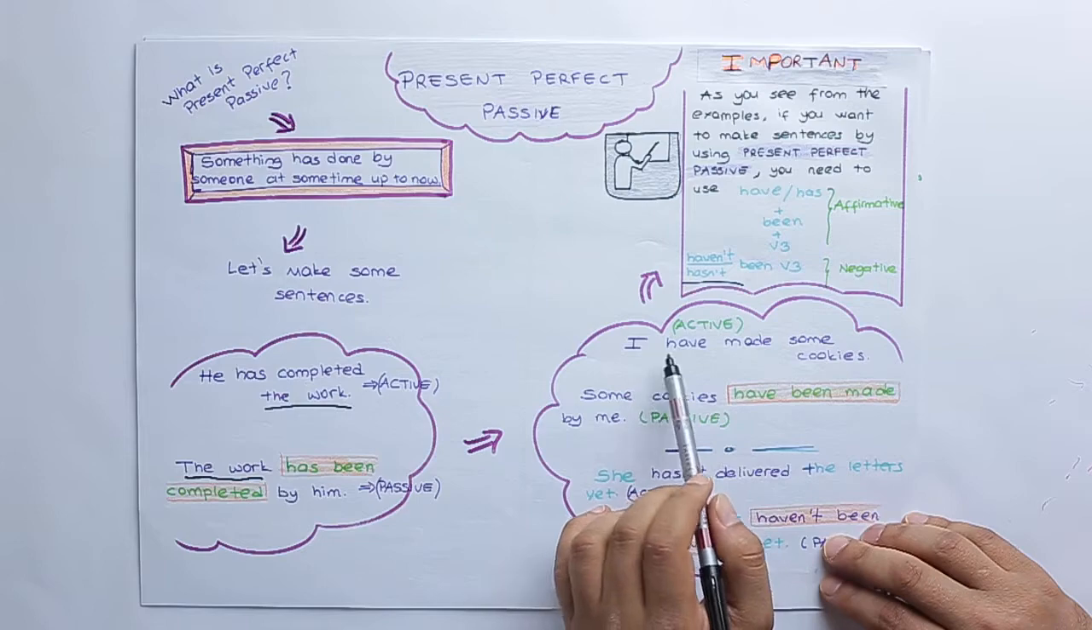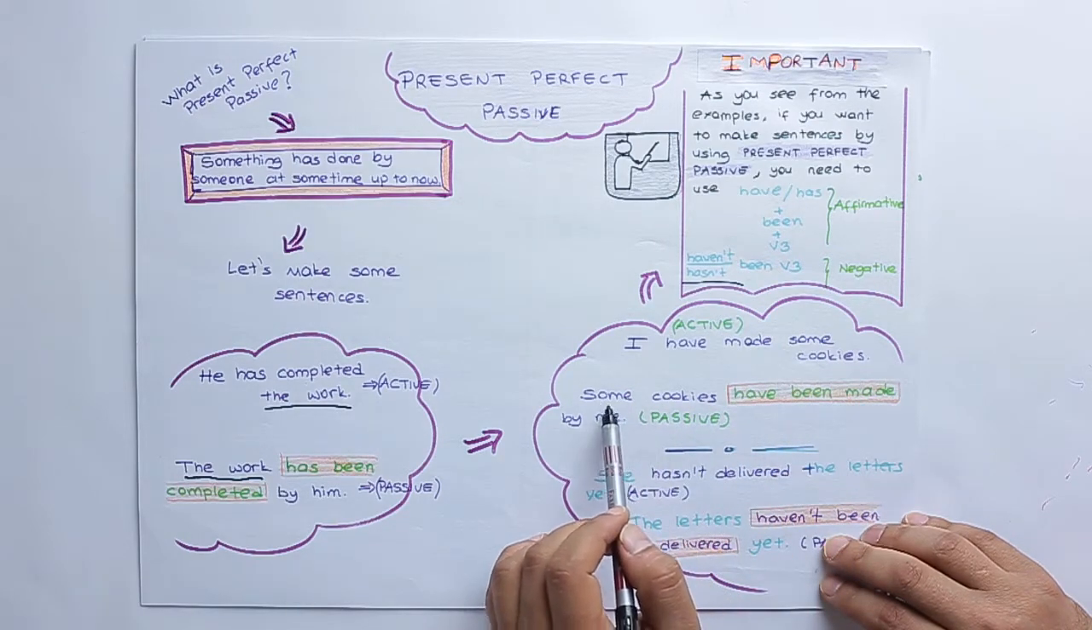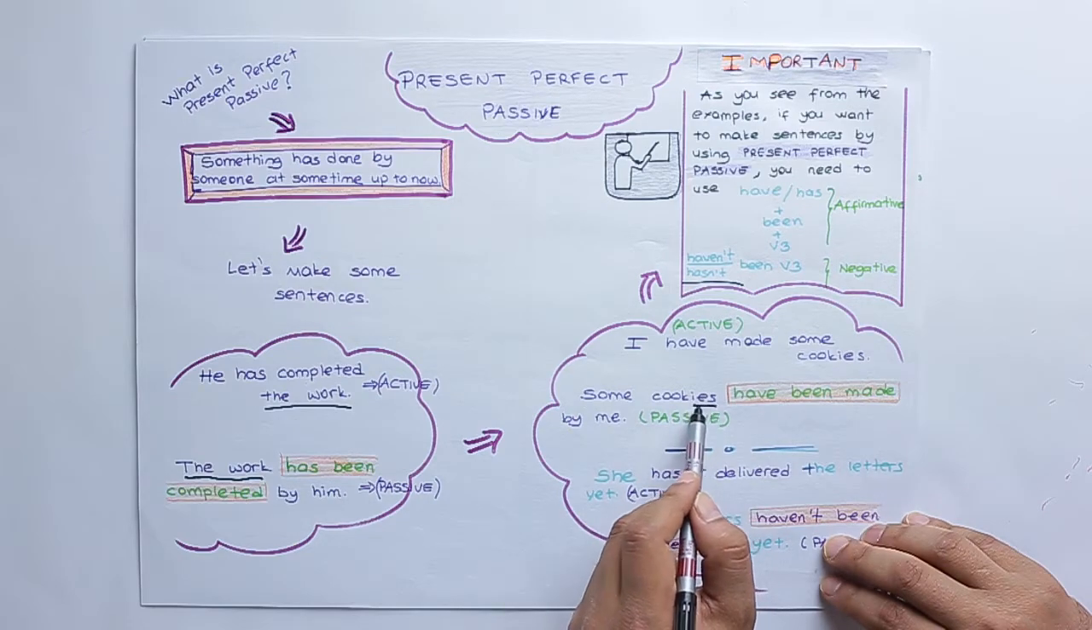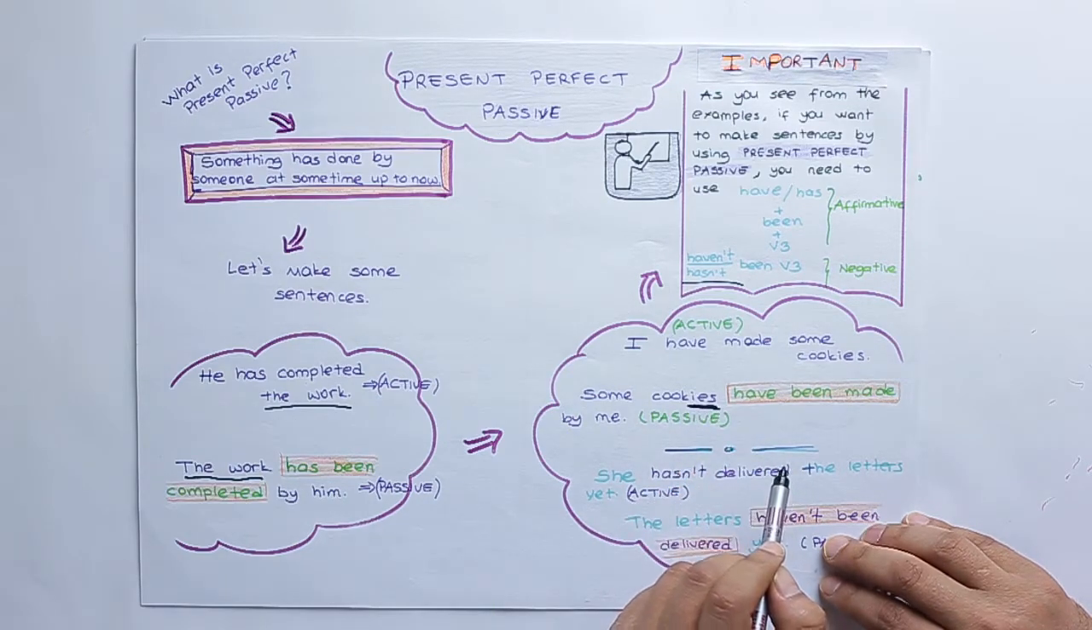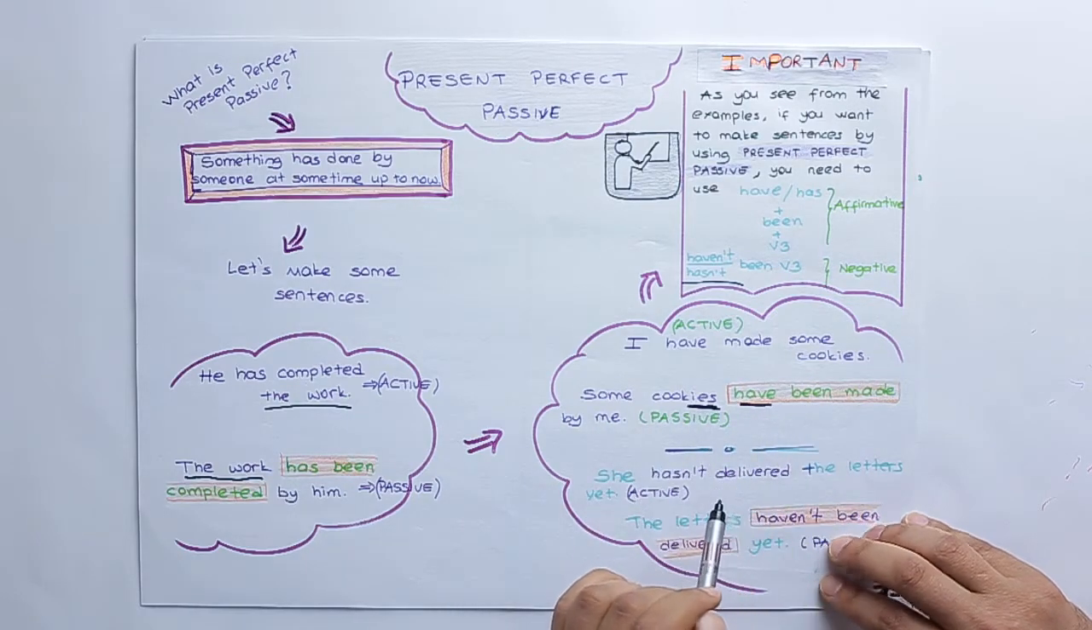The active sentence says, I have made some cookies. Okay, let's change it into passive, everybody. Some cookies, you see that here is the plural form. Because of that reason, you are supposed to use what? Have. Some cookies have been made by me is the passive form.